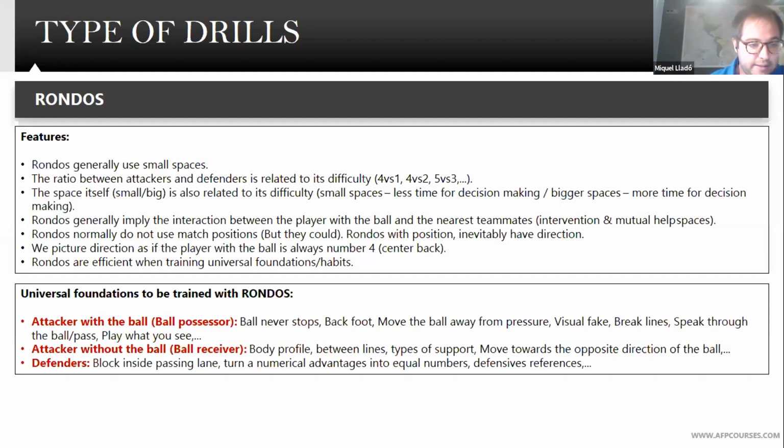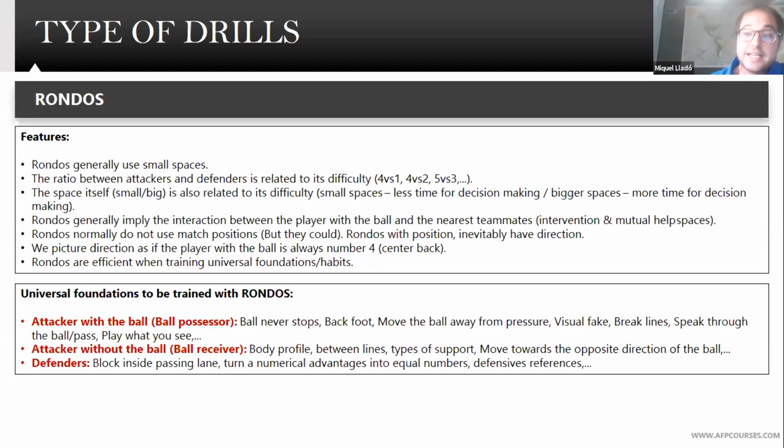Foundations that affect the attacker with the ball, the possessor. Ball never stops. That's something you're going to find in a rondo. The importance of controlling the ball away from pressure, moving that ball away from the defender. You obviously will find as well concepts such as visual fake, intent, or say through my body profile that I'm going to pass the ball in this direction, but eventually deceive the defender and pass it into another one.